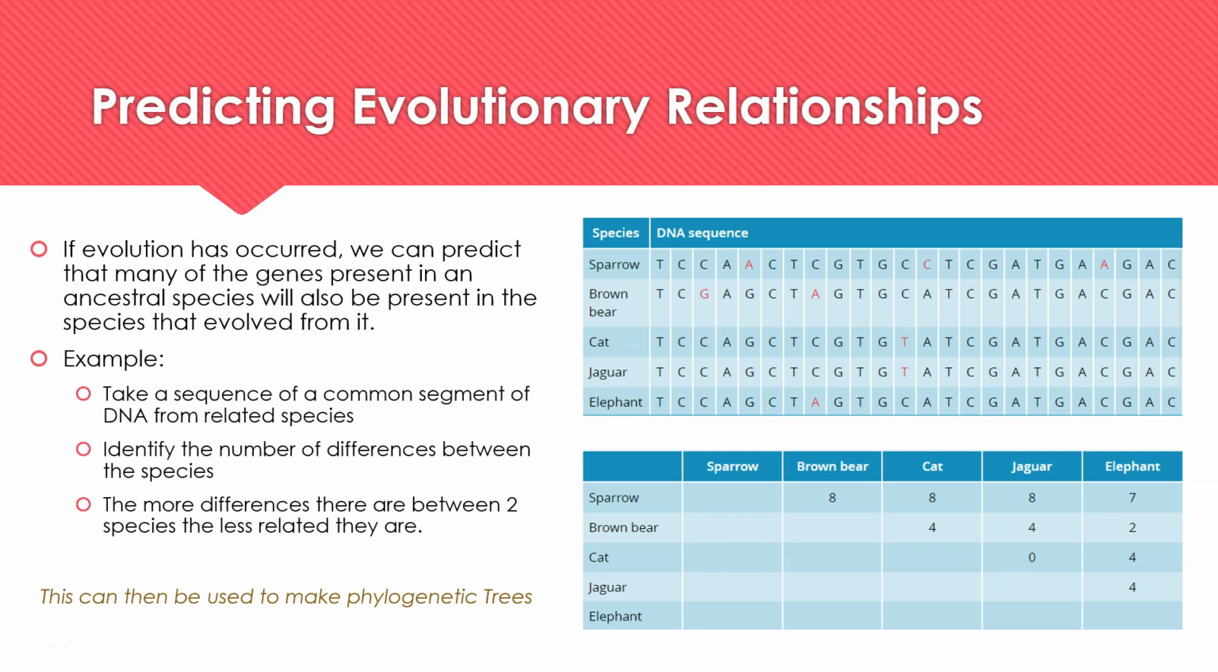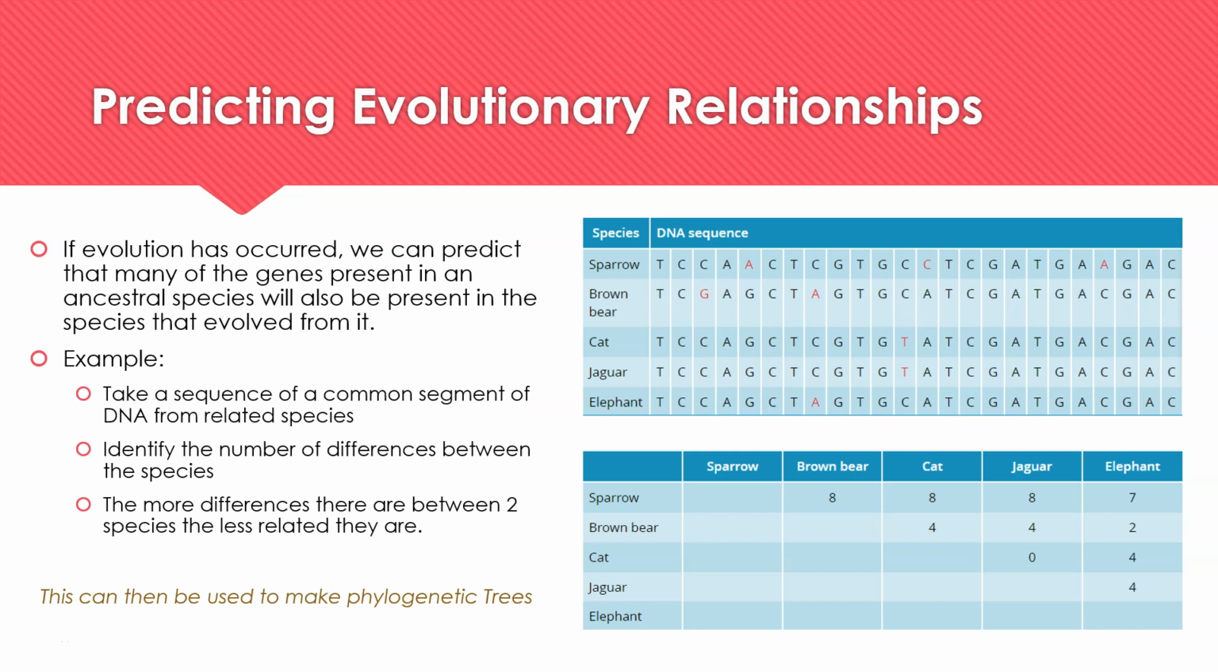What we can then do is use all this information to help predict evolutionary relationships. And those are the sorts of things that we will represent in phylogenetic trees. Here's a little example of how we might use some of that information. Here we have sparrows, brown bears, cats, jaguars, and elephants, and we've got a DNA sequence for a specific gene, for instance. What we've then done is we've taken that and we've counted out what are the differences between each combination. So obviously a sparrow and a sparrow is going to be exactly the same, so we've not included that.